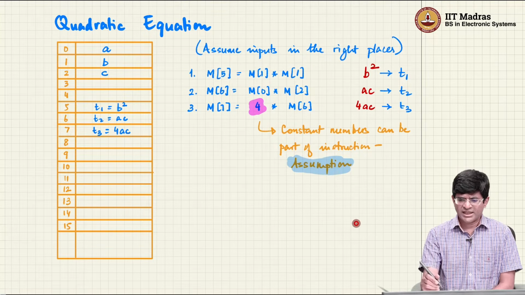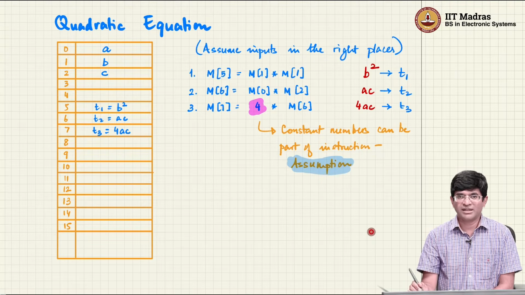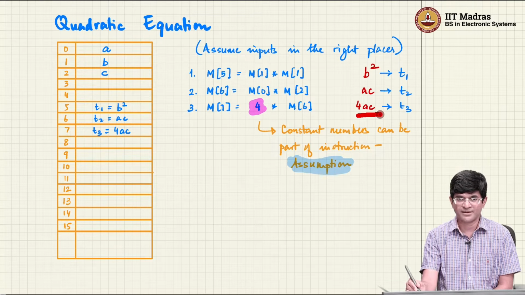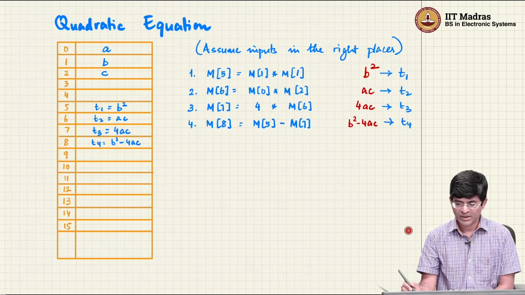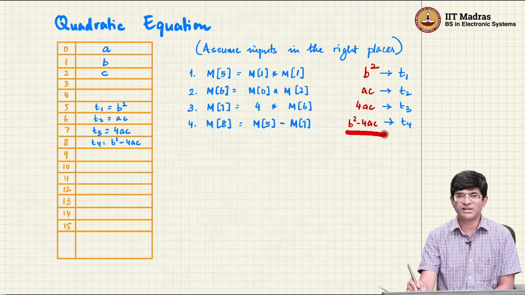But at least at a logical level, it seems clear why this is a simple enough operation that it could be handled with the model of hardware that we have looked at so far, right? The ALU plus some registers plus memory. So M7 now has the value 4AC. Next step, M8: I have B squared, I have 4AC, let's go ahead and compute B squared minus 4AC.